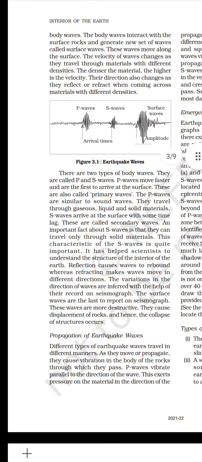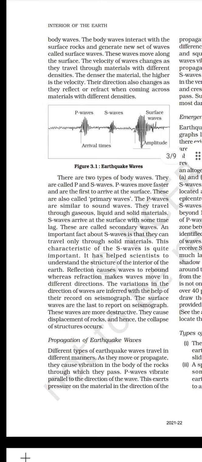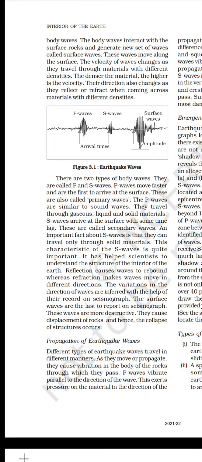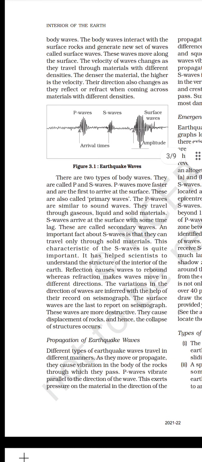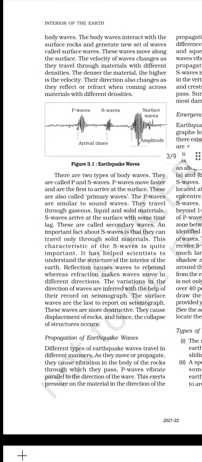There are two types of body waves. They are called P and S waves. P waves move faster and are the first to arrive at the surface. These are also called primary waves. The P waves are similar to sound waves. They travel through gaseous, liquid, and solid materials.